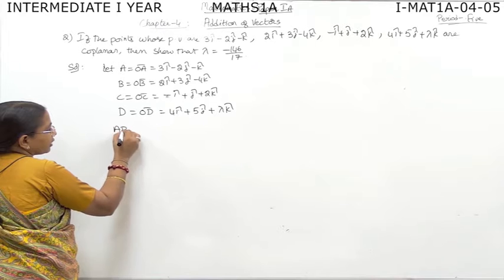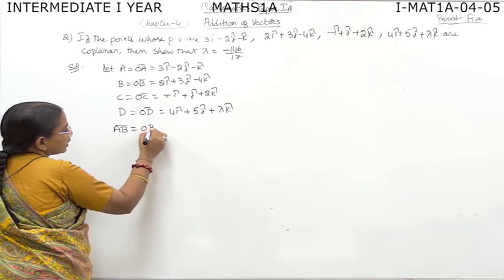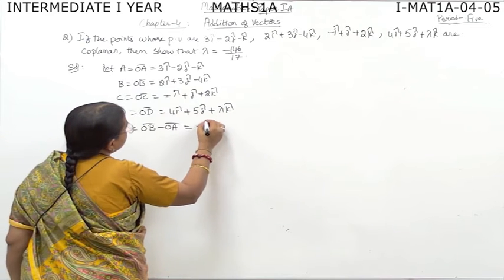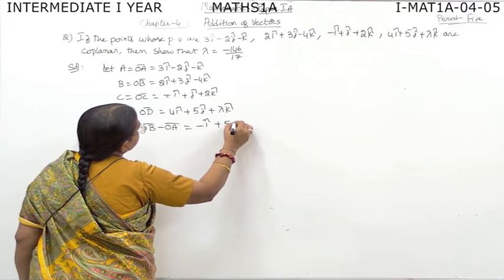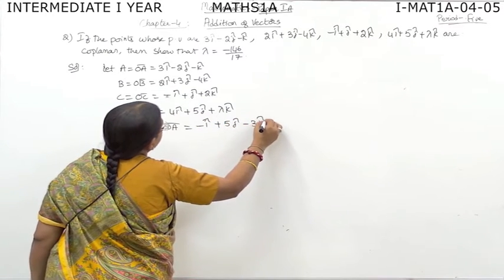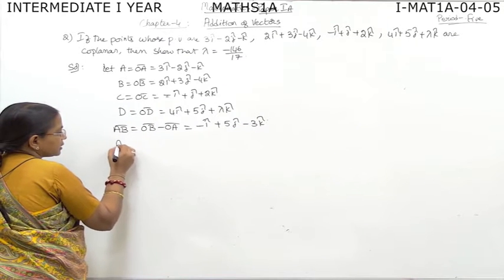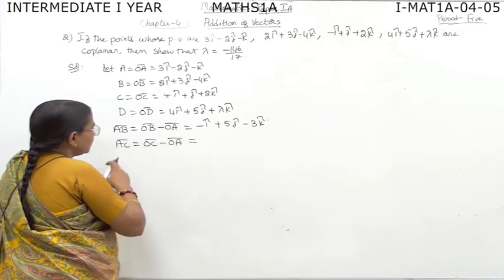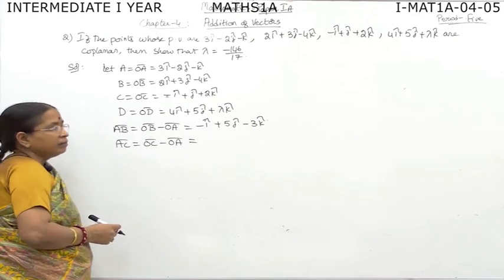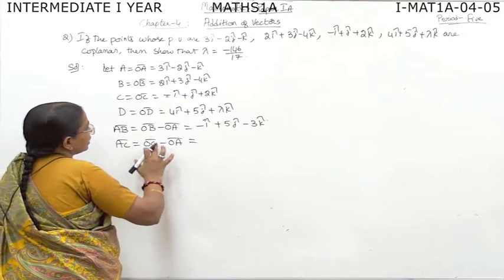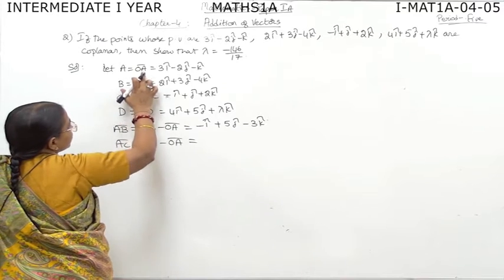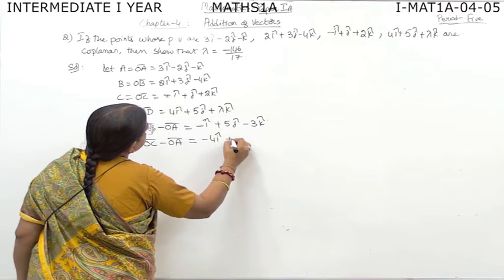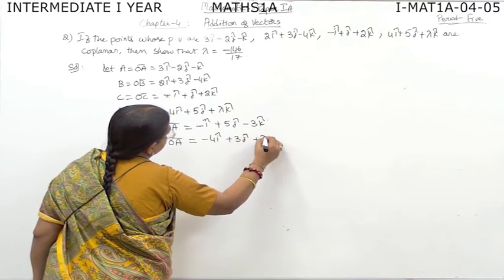So vector AB is equal to OB minus OA. This minus this, I am writing directly. So minus i plus 5j minus 3k. Next AC. AC is equal to OC minus OA. See that the initial point is the same: AB, AC, AD like that. OC minus OA, this minus this. So minus 4i plus 3j plus 3k.